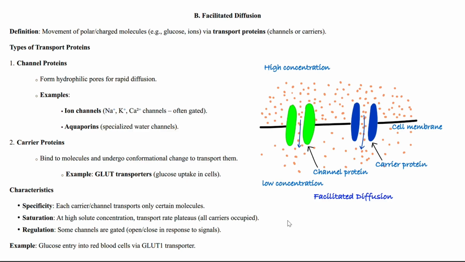A particular example of this in action is when glucose enters a red blood cell through GLUT1. Glucose, being a polar molecule, cannot pass through the hydrophobic core of the membrane on its own, but thanks to carrier proteins, it is transported efficiently, again, all without using any energy. So, facilitated diffusion is an elegant example of how cells combine selectivity, efficiency, and control, all while conserving energy.